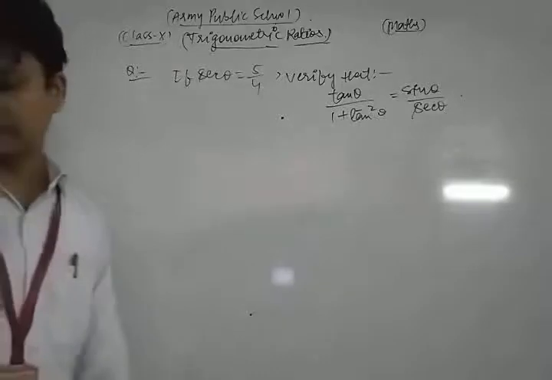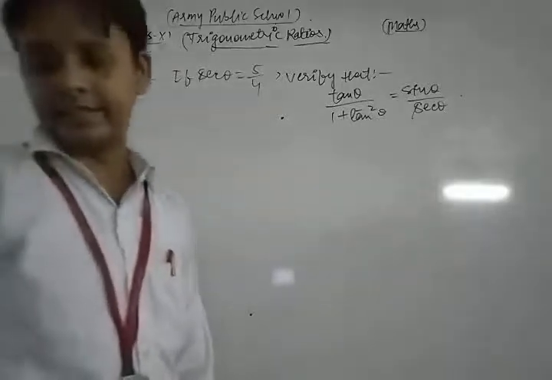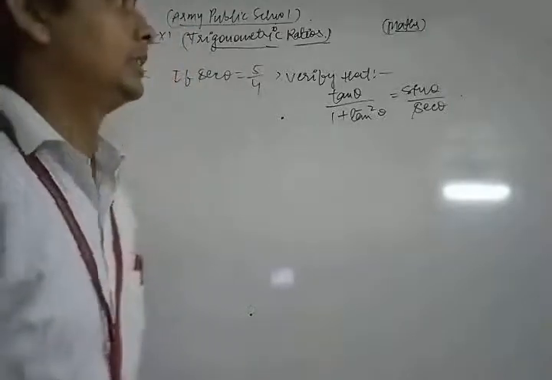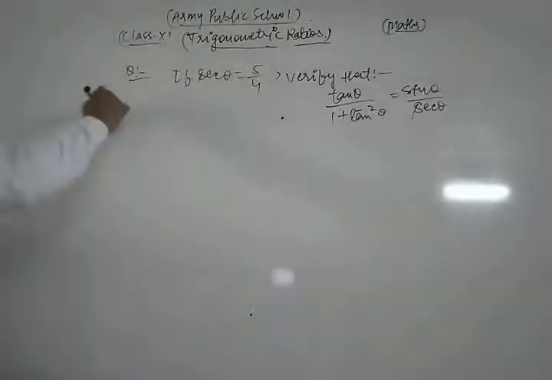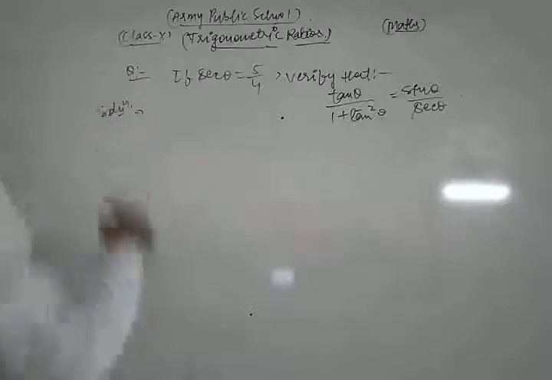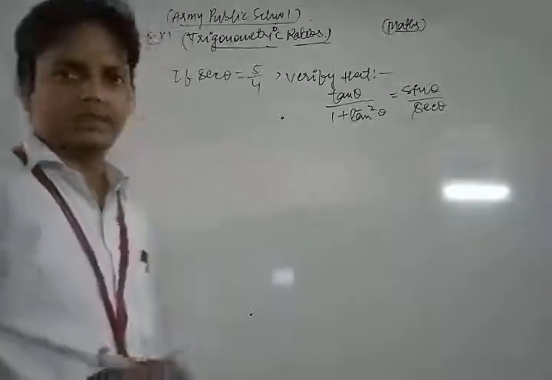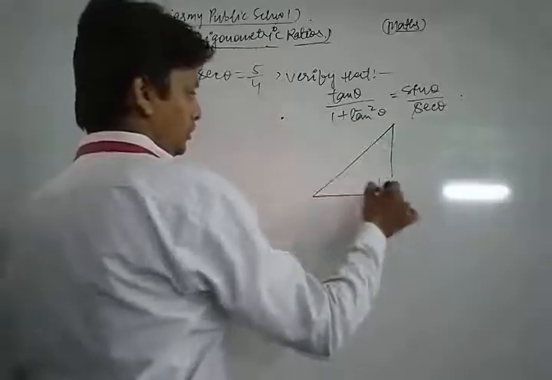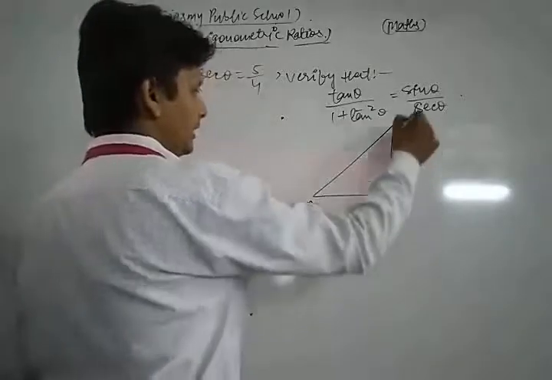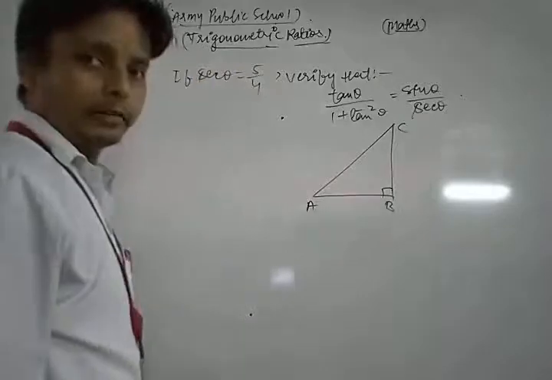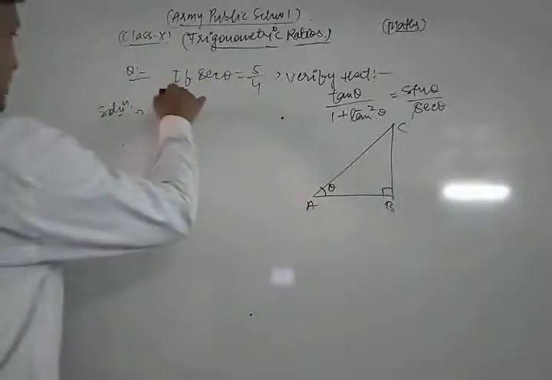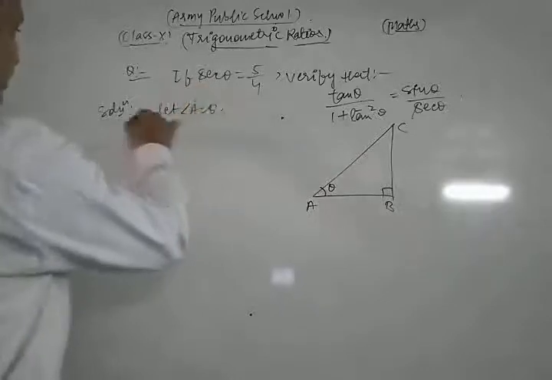Sec theta is equal to 5 by 4. Then we have to verify that tan theta upon 1 plus tan square theta is equal to sin theta upon sec theta. Now look, its solution. So first of all, we draw a right angle triangle. Suppose that ABC is a right angle triangle, right angled at B, and let us take angle A as theta.